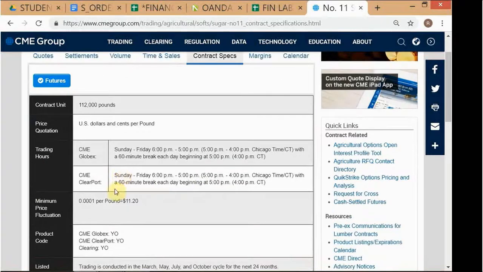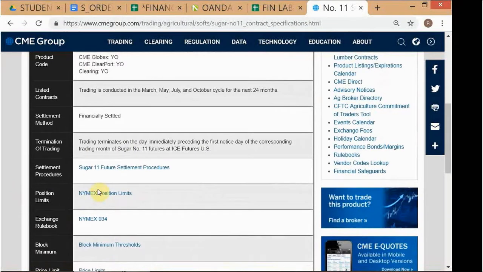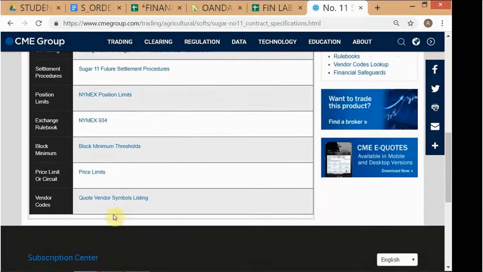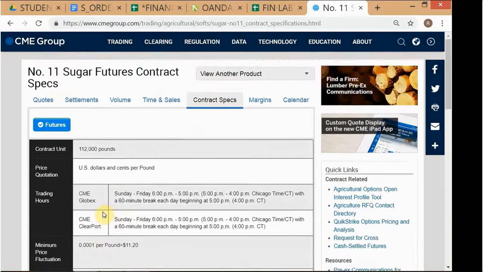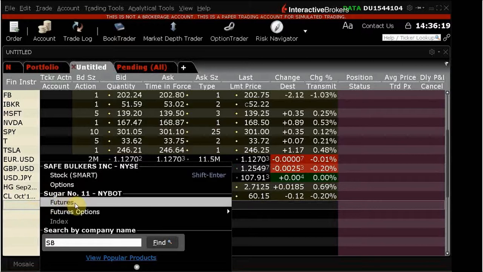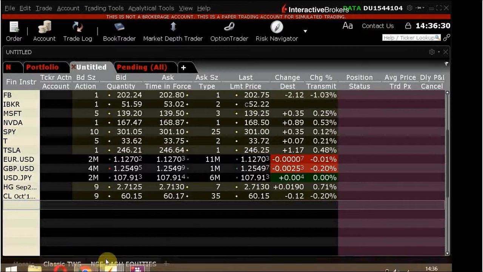Where is the symbol here? Okay, for some reason they've not given the ticker symbol here. It should be available somewhere here, but maybe that's an IB-specific ticker. Anyway, I know I have used SB here, so when I type SB I get this option. I get the sugar futures option, and then I've chosen futures. That's how I know it's a futures price, because I asked for the futures price and then it's giving me the futures price.